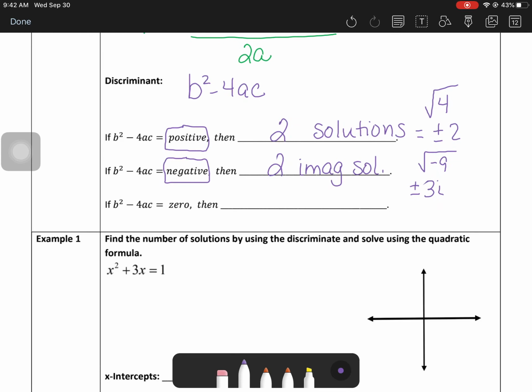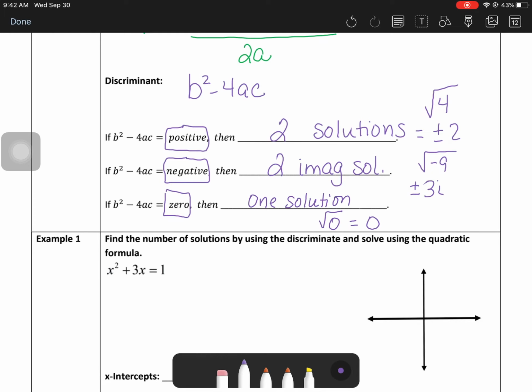Then if there is 0 under the radical, there would be one solution, because the square root of 0 is 0. 0 is neither positive nor negative.